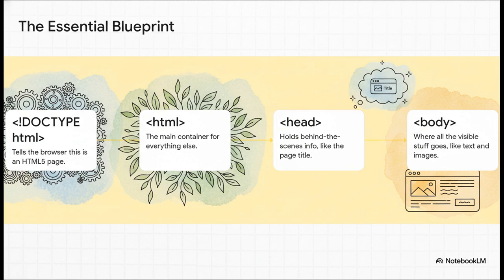Then the HTML tag wraps around everything else. It's the main container. Inside that, you have the head, which holds all the behind-the-scenes info, like the little title you see up in the browser tab. And finally, the body. That's where all the good stuff goes. Everything you actually see on the page lives inside the body.